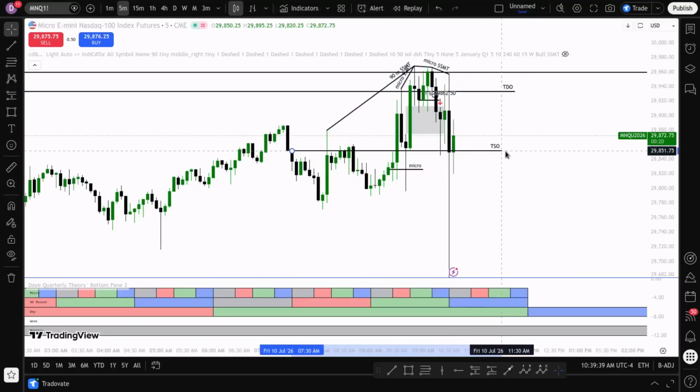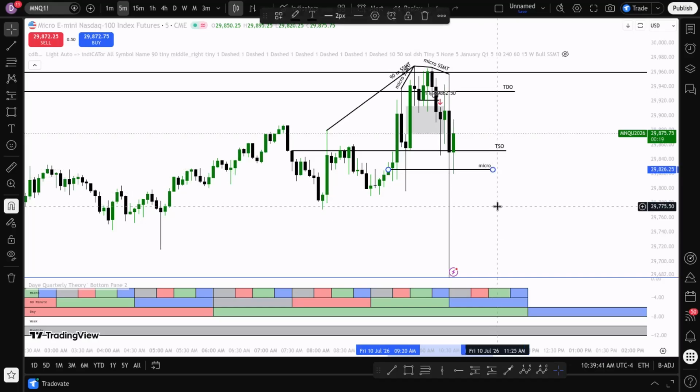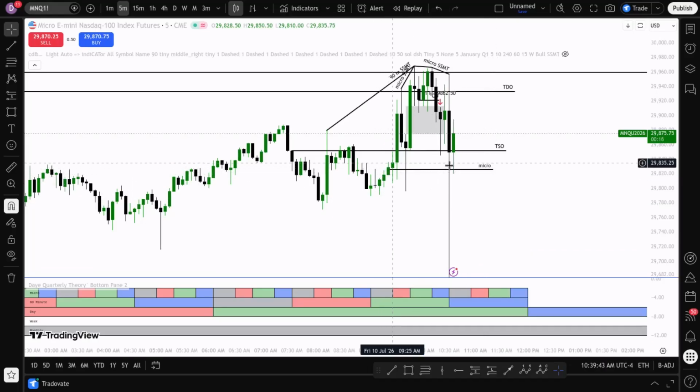Now, looking at our true opens, again, I like to have 3 true opens that were above in a sell scenario. So we are above the true day, true session, and true micro opens.